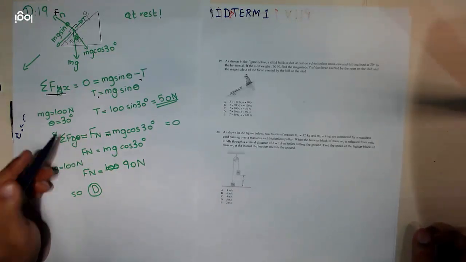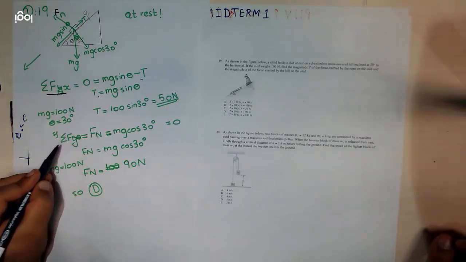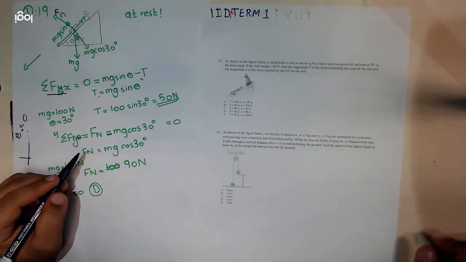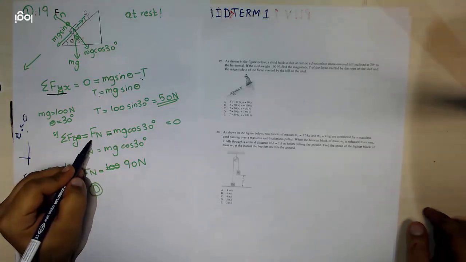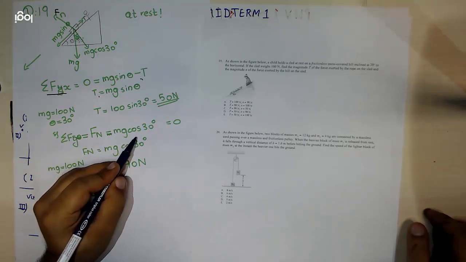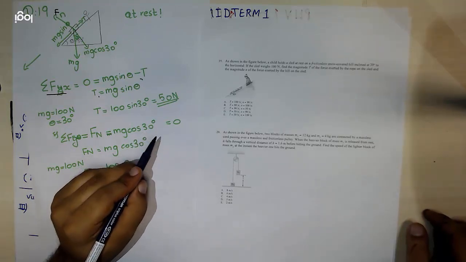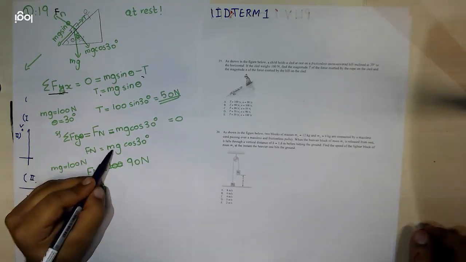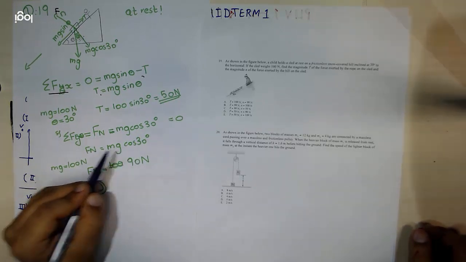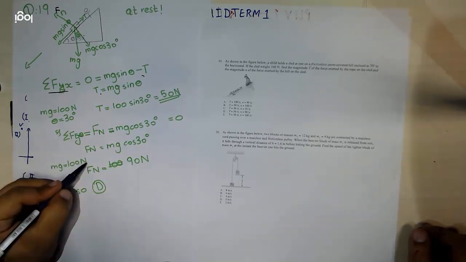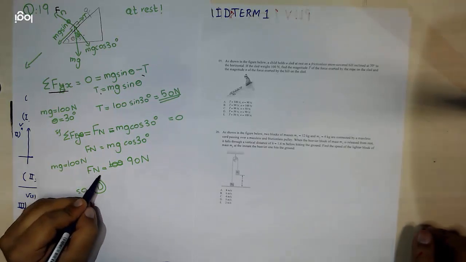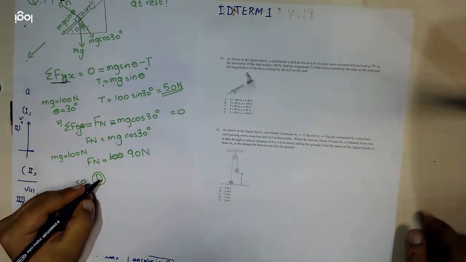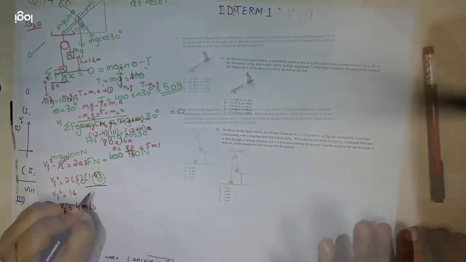So now we're going to find the forces in the y direction. Again, as the object is at rest, they are equal to 0. We have the normal force minus mg cosine 30 degrees is equal to 0. So make them both equal. We know mg, we know the angle, so after calculating, which is an easy calculation, the normal force is 90 newtons. So from the answer list, D is our answer.